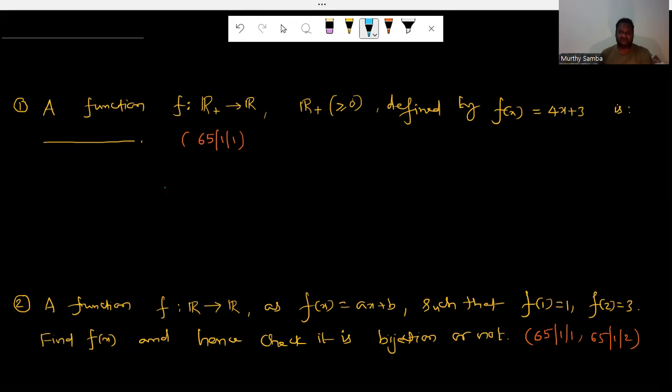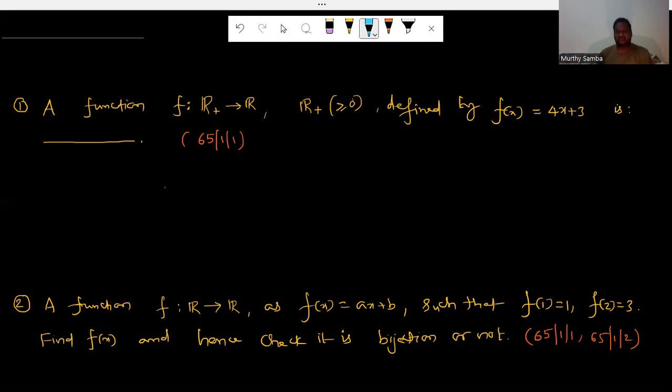The function defined by f of x is equal to 4x plus 3 is what kind of function? Of course, the options are given: one-to-one and onto, one-to-one but not onto, not one-to-one, not onto, and it is a bijection.